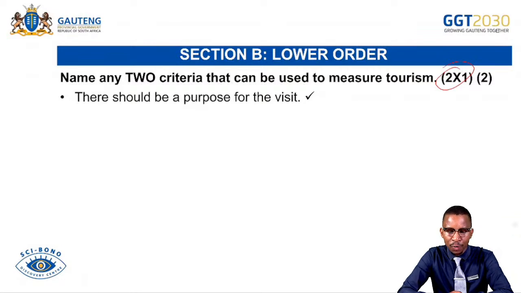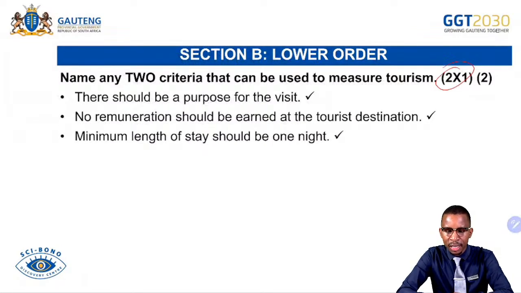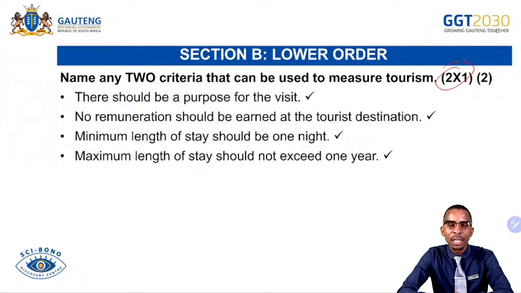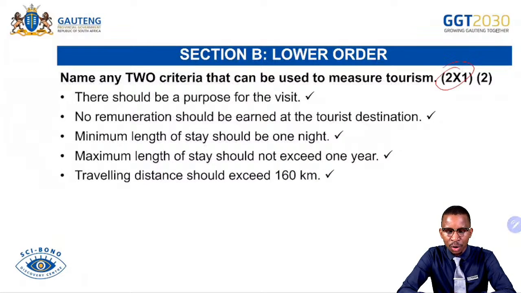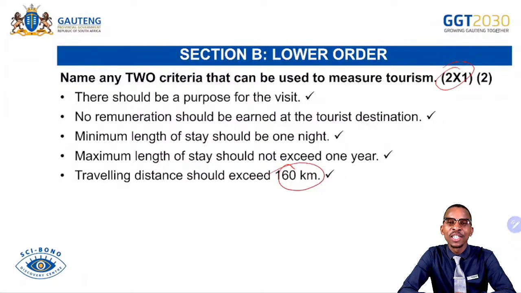There should be a purpose for a visit. So if you visit an area, you must have a certain purpose. There must be no payment or remuneration as you tour. You must just tour without having any expectation of a payment. Minimum length of a stay should be at least 1 night. And then maximum length of the stay should not be more than a year. You can't be staying over a year or more than a year, then expect that is tourism. No, it's no longer tourism in that case. Traveling distance should exceed 160 kilometers. So meaning, if you are traveling below 160, it's not a tourism at the time, according to the criteria of tourism.